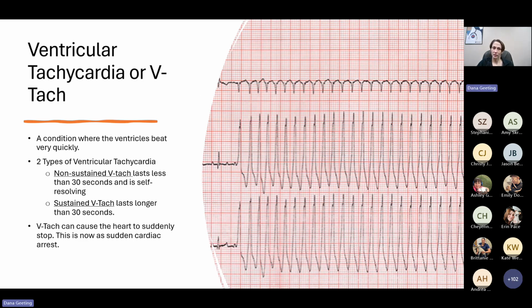Our next arrhythmia is VTAC, or ventricular tachycardia. This is a condition when the ventricles beat very quickly. You have a non-sustained VTAC, which lasts less than 30 seconds and is self-resolving, or you have a sustained VTAC, which is a ventricular tachycardia that lasts longer than 30 seconds and does not stop on its own. VTAC can cause the heart to suddenly stop, which would put the patient into sudden cardiac arrest.